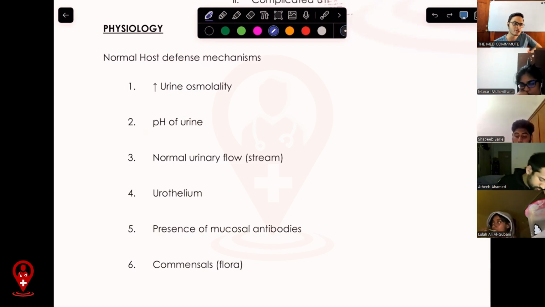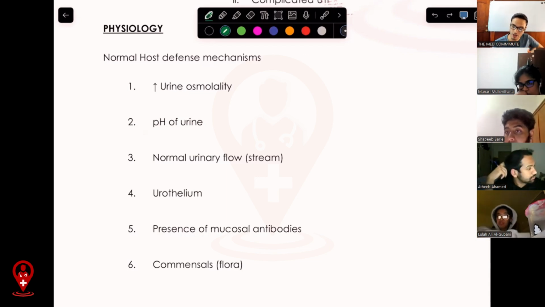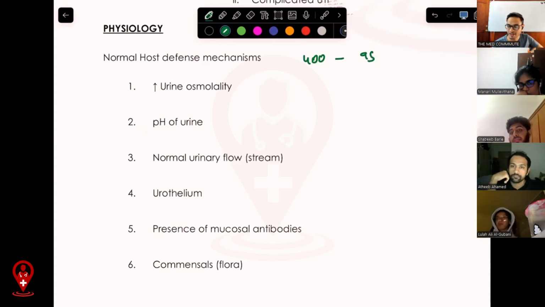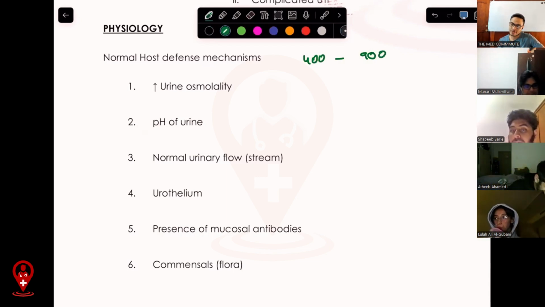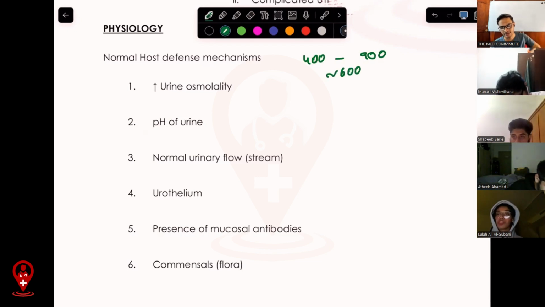Now, what is our normal urine osmolarity? Around 500 to 900, very close. We say 350 to 400 is the lower cutoff, to about 950; some books say 1000. Usually 400 to 900, or 500 to 900. On average, we say around 600 is the average value.